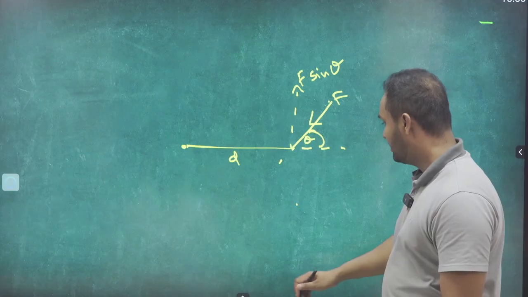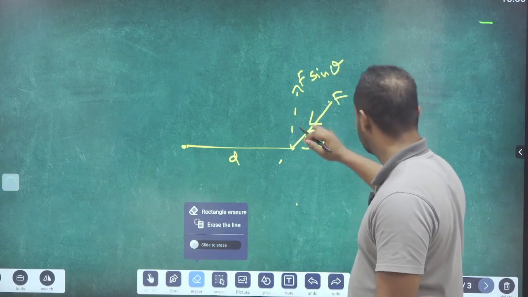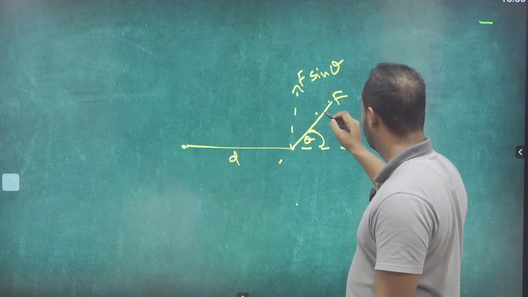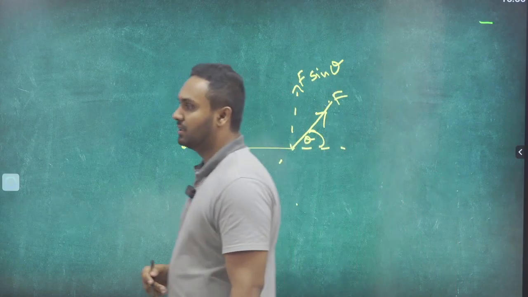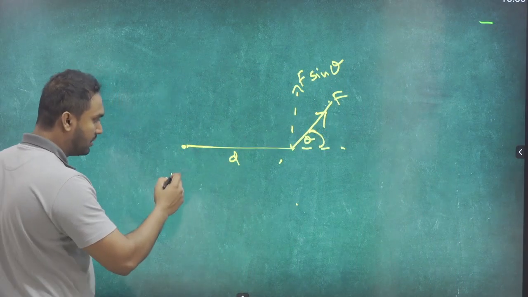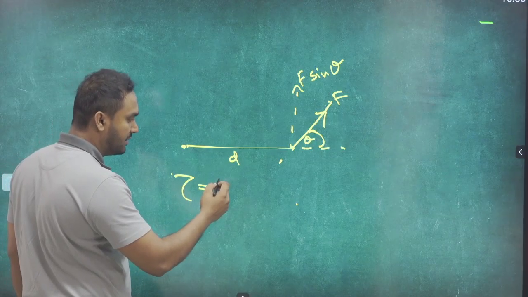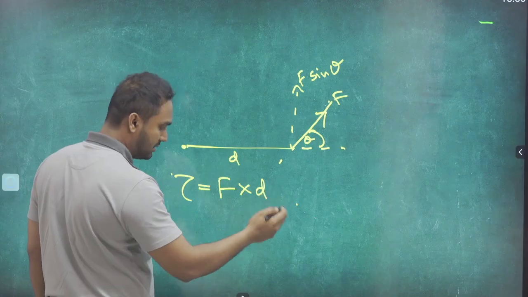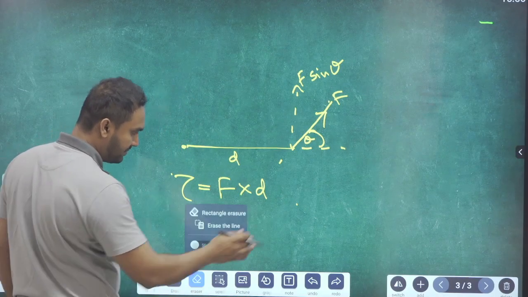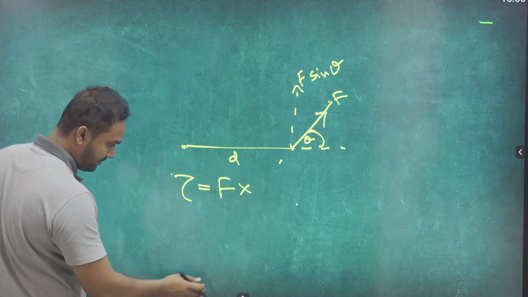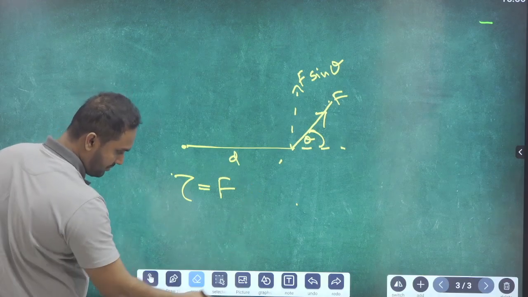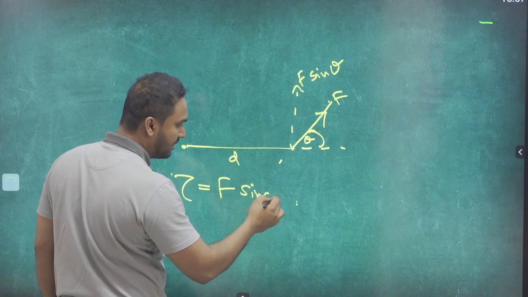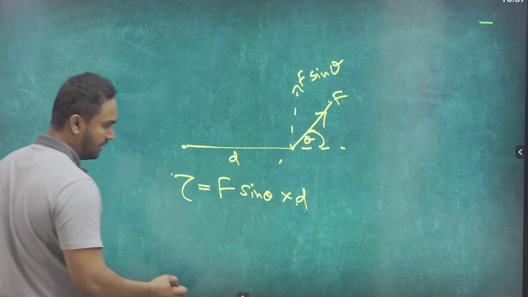So now here, how do we take the torque? So the torque will be equal to F into D, sorry, F sin theta into D, right? F sin theta into D. The torque will be F sin theta into D, right?